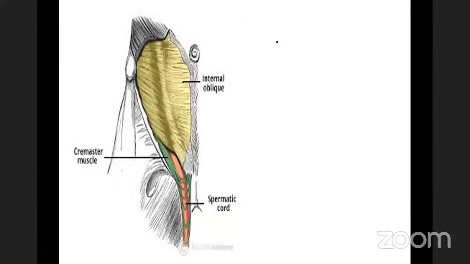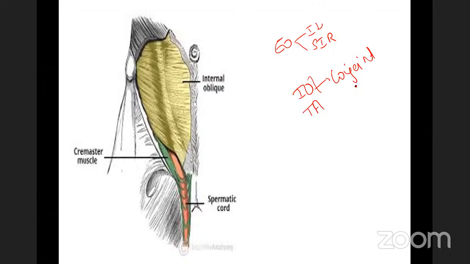Now, what is the other modification? For the external oblique, we discussed the modification. It formed the inguinal ligament. It also formed the superficial inguinal ring. Internal oblique, we discussed that it formed the anterior wall, roof, and the conjoint tendon. So the conjoint tendon is formed by internal oblique as well as the transversus abdominis. Right? Now, we will discuss one more important thing, which is the cremaster muscle.